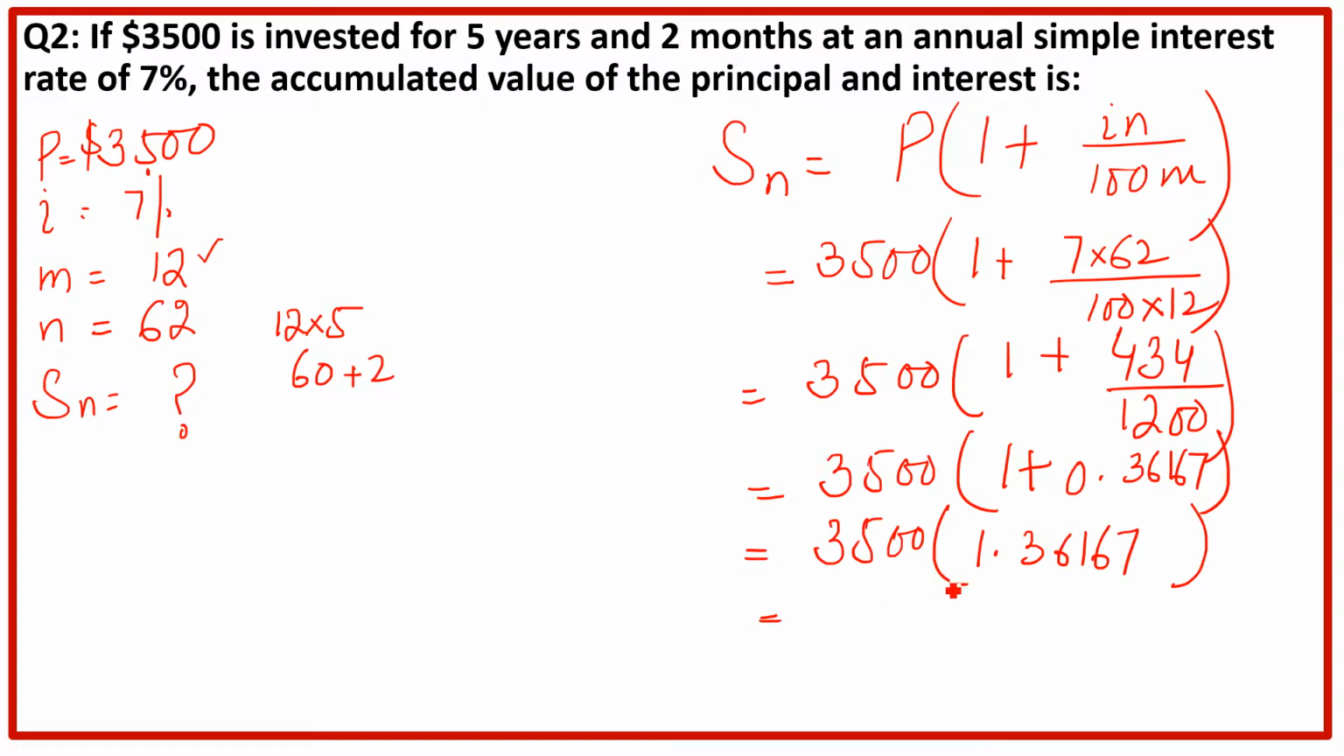It means you have to multiply. When you multiply, it is $4,765.83, and this is your accumulated value of principal and interest. This is your answer. If you invest 3,500 today, after 5 years and 2 months at the interest rate of 7%, your worth will be $4,765.83.